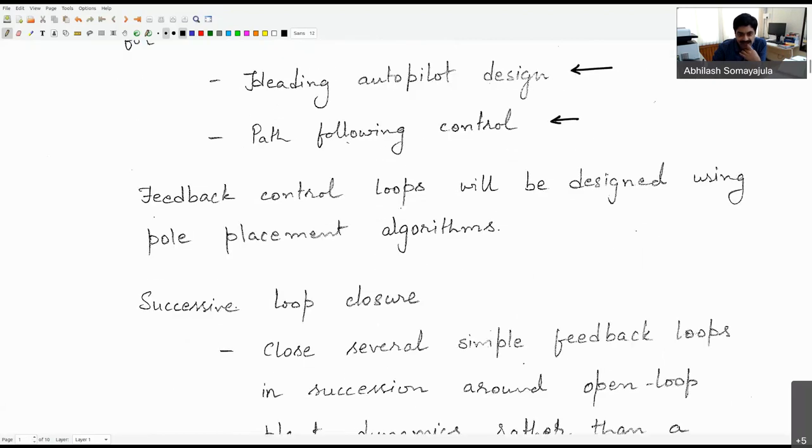Okay. So the idea here is that these four feedback loops which we are trying to close around the open loop system will be designed using what are called pole placement algorithms. Some of you who took my linear course on maneuvering or the undergraduate course on maneuvering are probably aware of what I mean by this pole placement algorithm. The idea is that we take a look at the transfer function of the closed loop system and then tune our gains so that the poles of the system actually lie in the left half plane, in the S plane. As long as the poles are lying somewhere here, you will see that the system is stable because it has negative real parts.